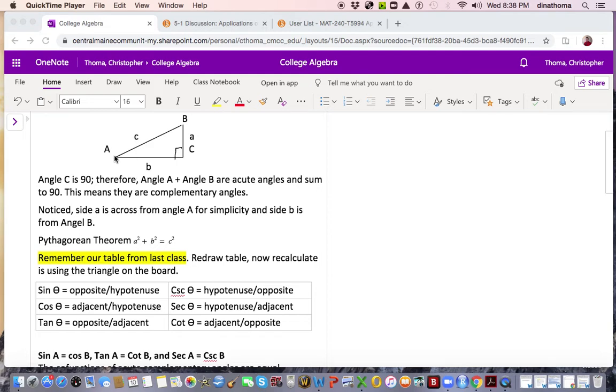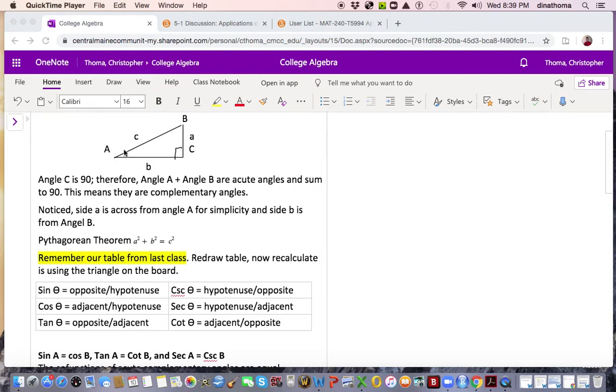While cosine of angle A will be adjacent, which is the side next to it, which would be B, over my hypotenuse, C. C is next to it, but we know C is the hypotenuse, so we're going to leave C as not the adjacent. And tangent of A would be opposite A over adjacent B.